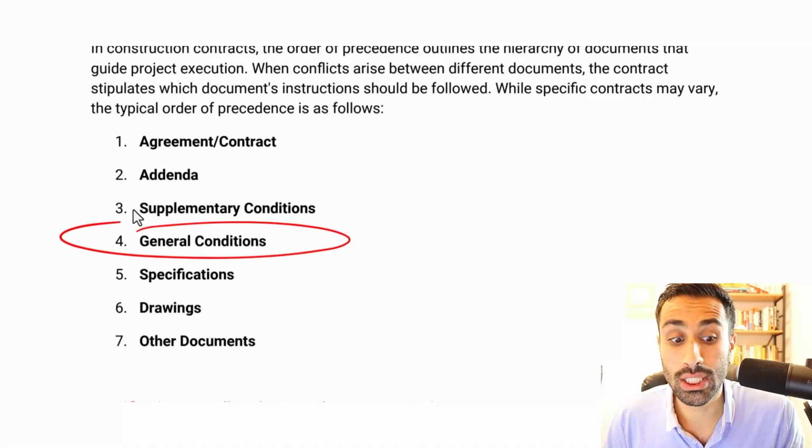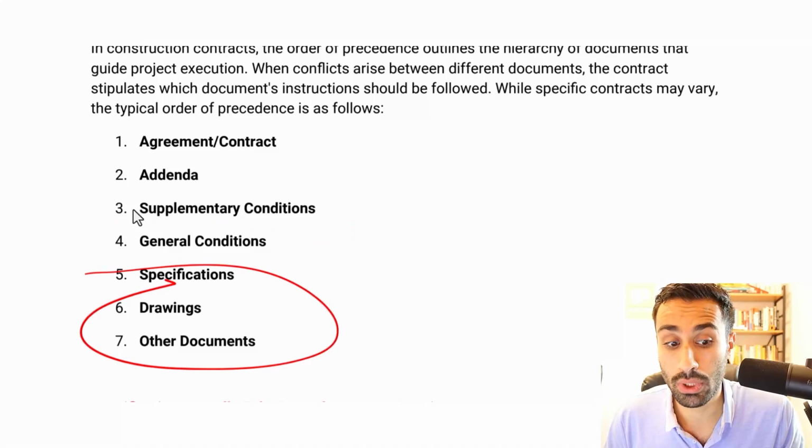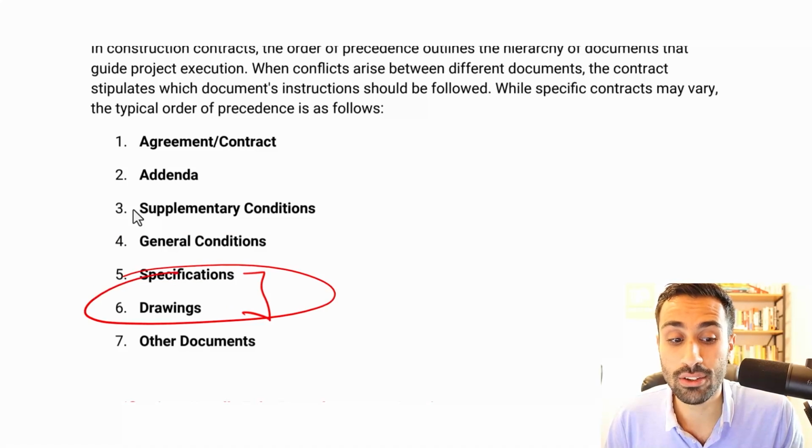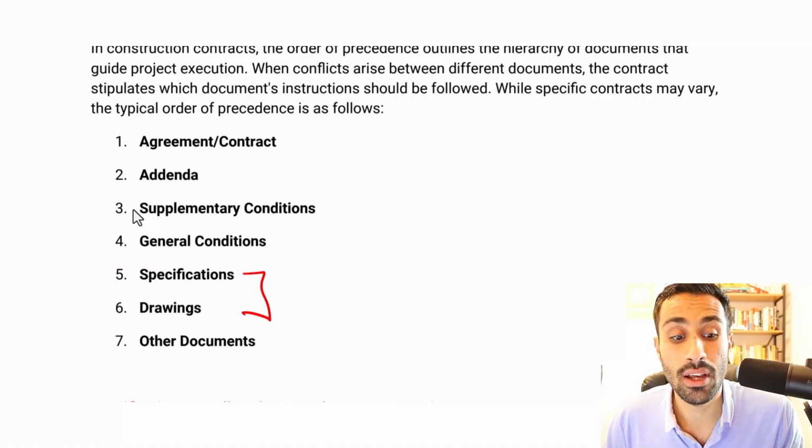Now, the general conditions win over these three. General conditions will win over specifications and drawings. Now, the specifications govern over the drawings. This one's very important to know. This often gets confused. It's the specifications that govern over the drawings.